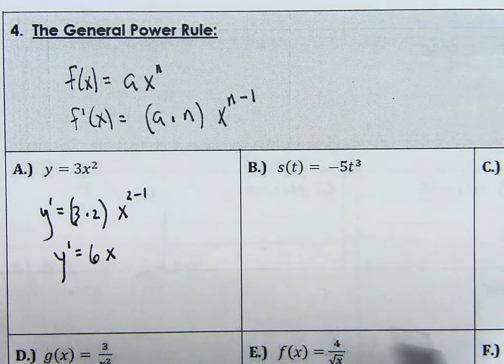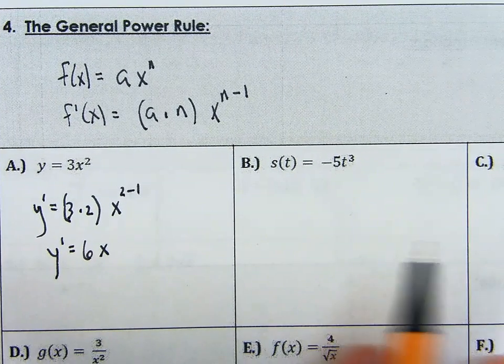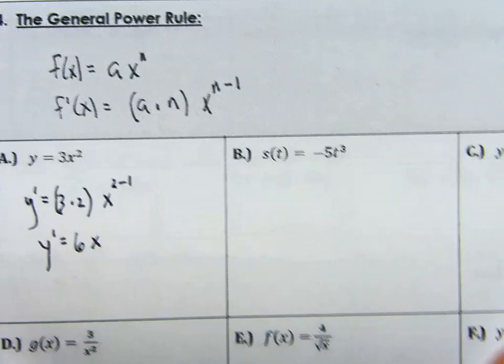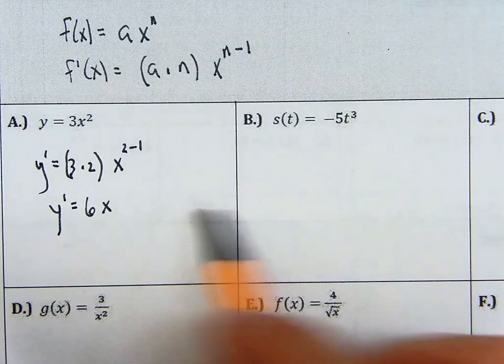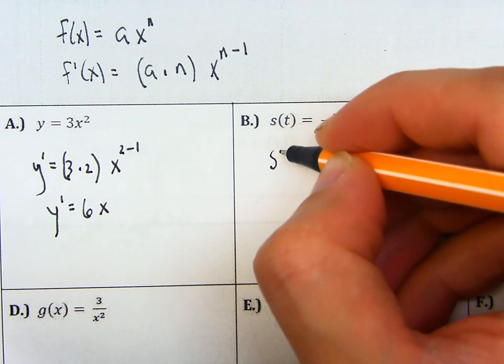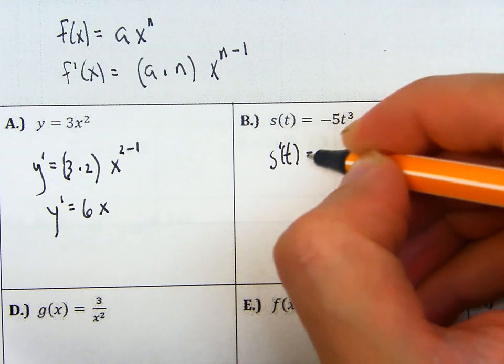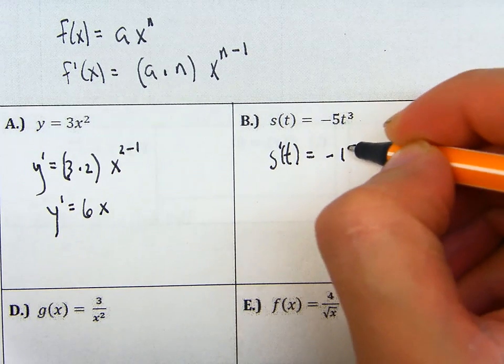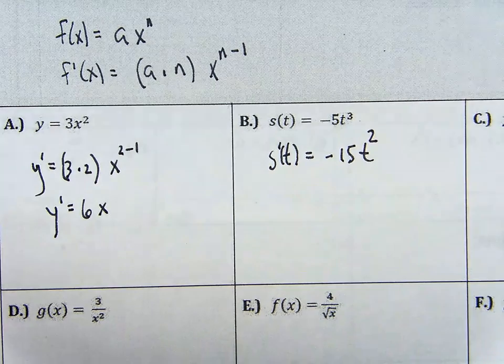What I want you to do is try and complete the rest by yourself using the general power rule. You have questions A to F. If you want to see the solutions, s prime of t is equal to negative 15t squared.